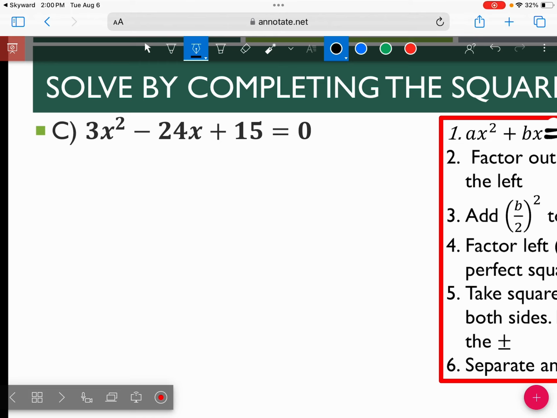All right, so the first thing you want to do is move this across the equal sign. This is the only method where you don't want it to equal 0. Factoring, it needs to equal 0. Quadratic formula, it needs to equal 0. Completing the square, it needs to equal C. So we need to move that C across. So we're going to subtract it from both sides. So that would be 3x squared minus 24x equals negative 15.